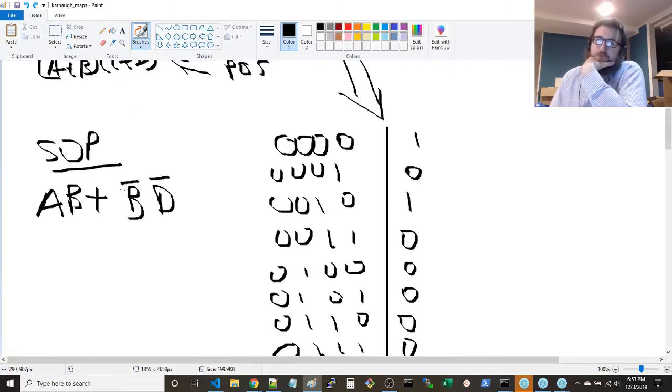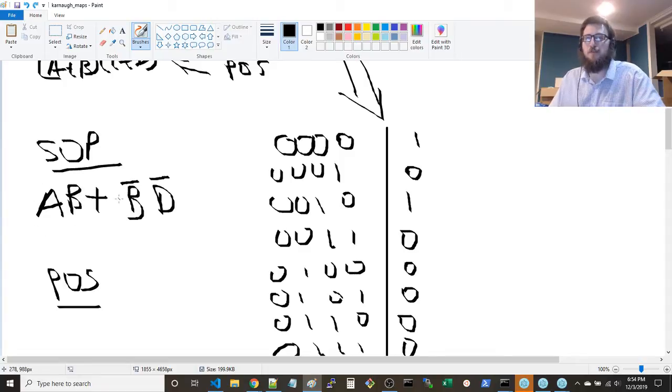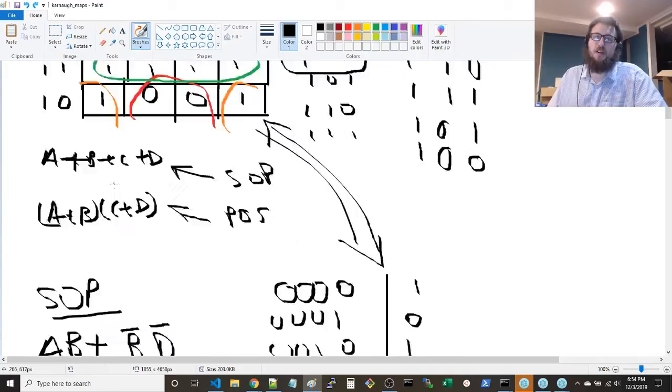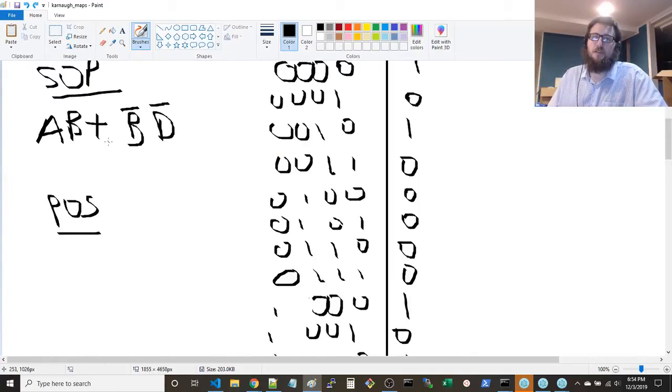Alternatively, you can take the product of sums, right? So this could be modeled with an AND gate over these 2 pieces, and an OR gate of all those components of what's left over, right? The product of sums, on the other hand, you would have.